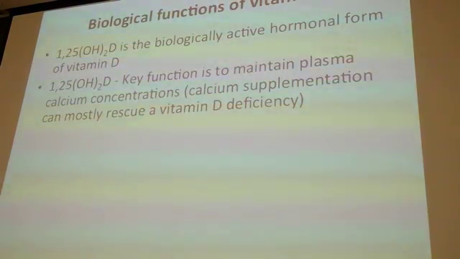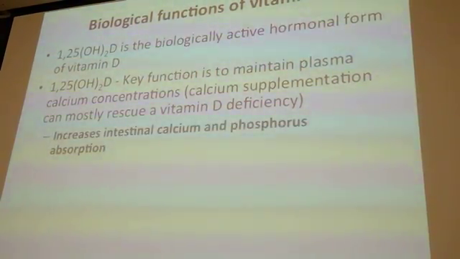Vitamin D likely plays several other roles in addition to regulating calcium. But calcium supplementation can mostly rescue a vitamin D deficiency. So it's likely that most of its important roles and functions in the body are in this control of plasma calcium concentrations. Its key effect is increasing intestinal calcium and phosphorus absorption.